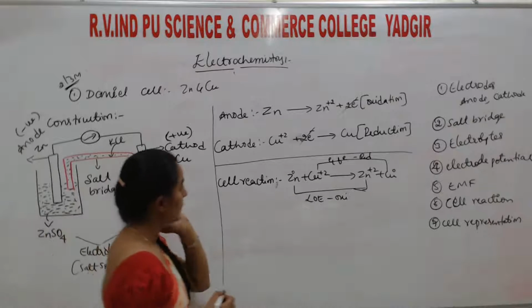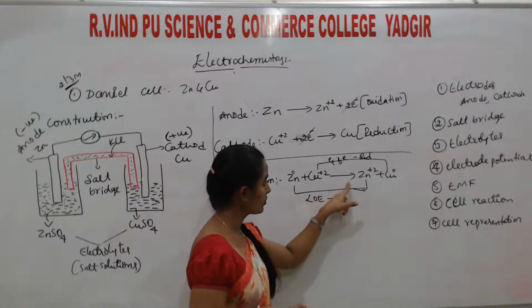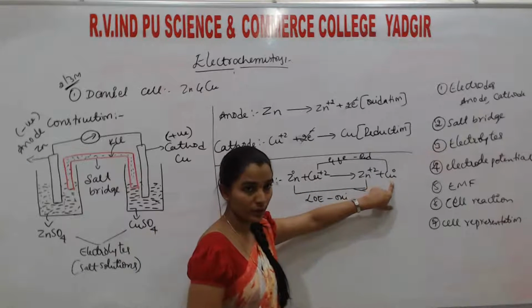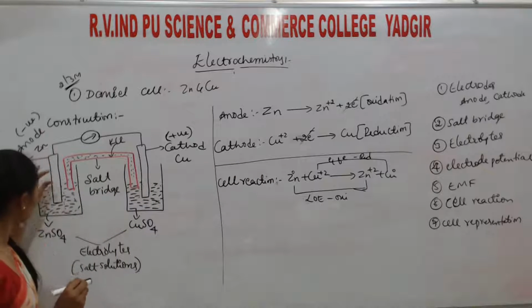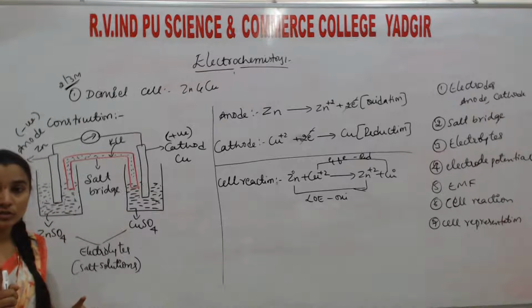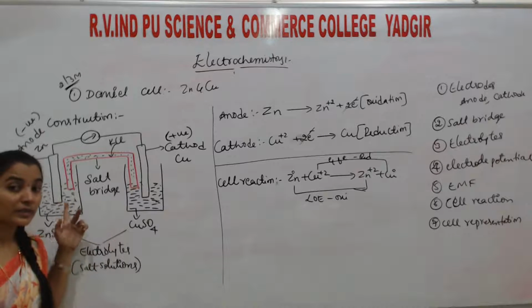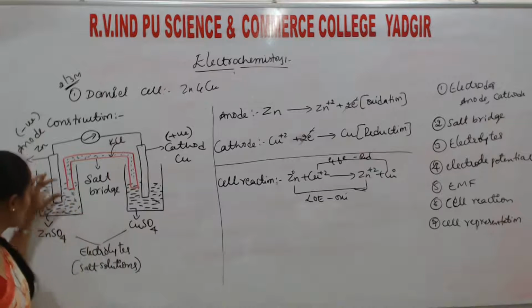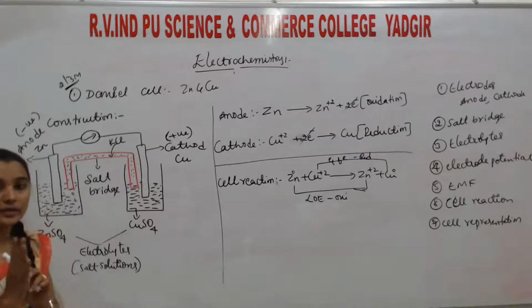Okay? So remember, here the cell reaction is there: Zn + Cu+2 gives rise to Zn+2 + Cu. So students remember, even though I am telling this electrode initially is positive in charge, after loss of electron, it becomes negative. Are you getting? Here loss of electron takes place, here gain of electron. So how does the reaction take place?